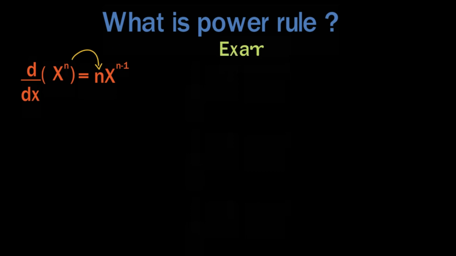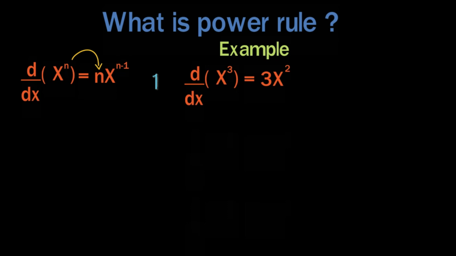So let's try one example so that you have a clearer picture of how you can differentiate using power rule. So let's say if we have x to the power of 3. So 3 you bring to the front. So we will have 3x. Then the power, what we need to do is minus 1. So we will get 2.